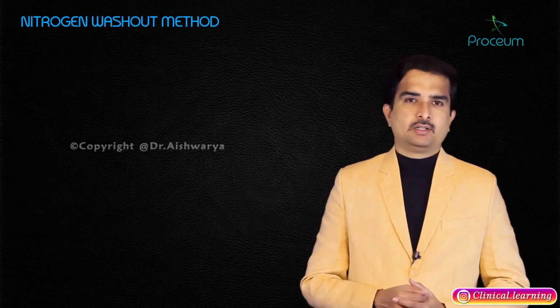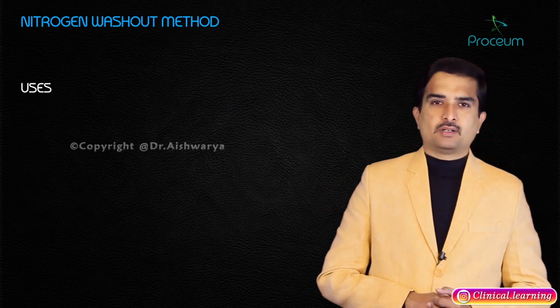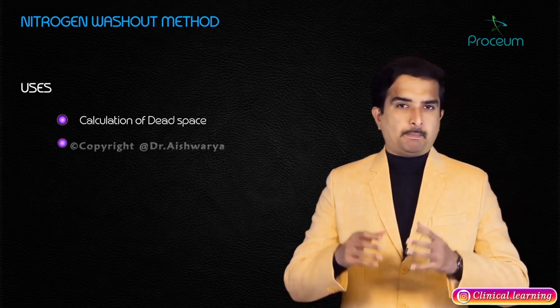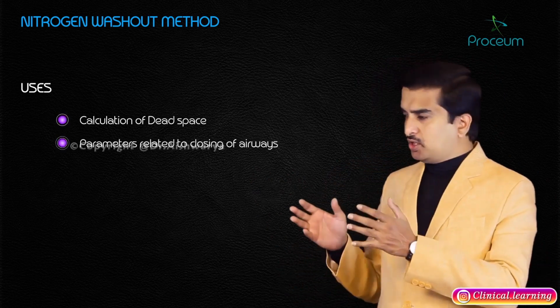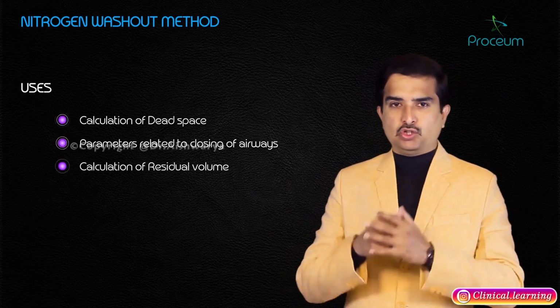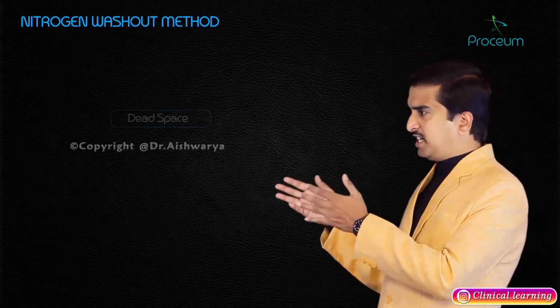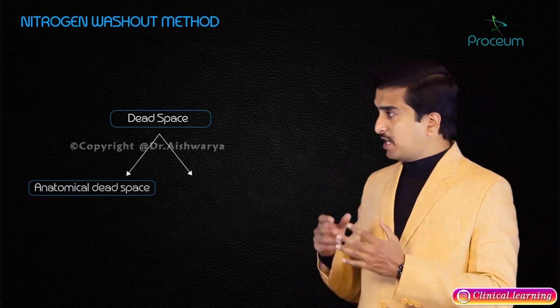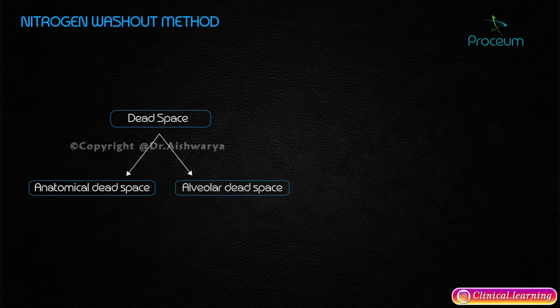Next is the nitrogen washout method. What are the uses? It is used for the calculation of dead space, parameters related to the closing of airways, and also calculation of residual volume. The first one is dead space. We have two types of dead space: one is the anatomical and the other is the alveolar dead space.